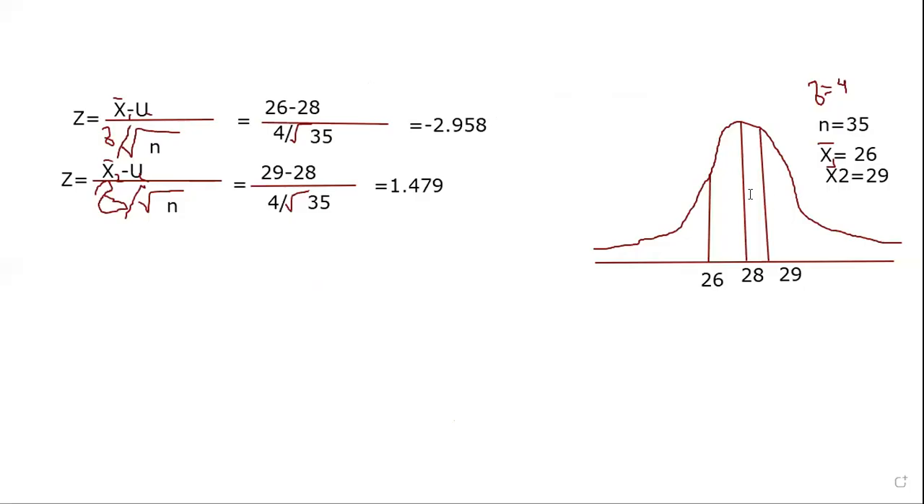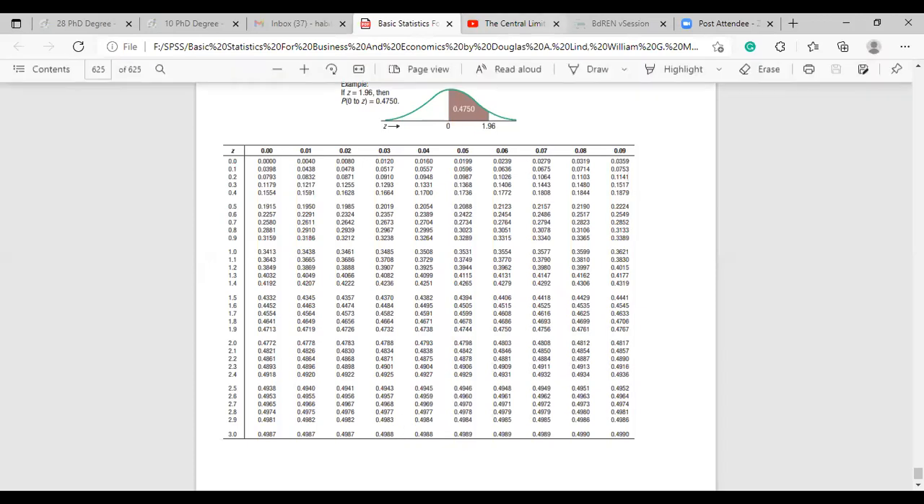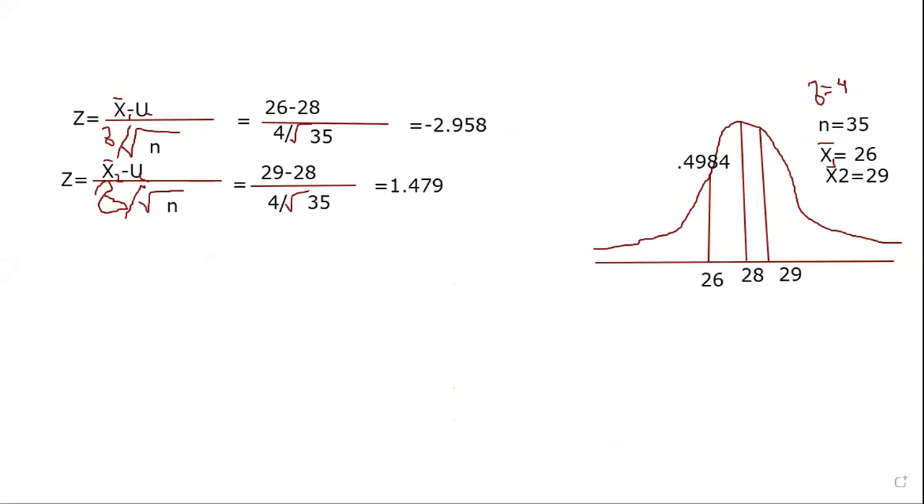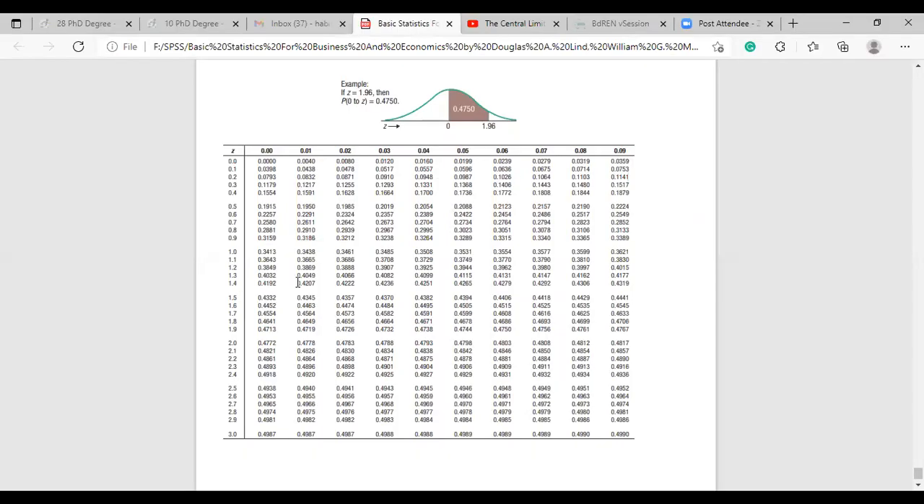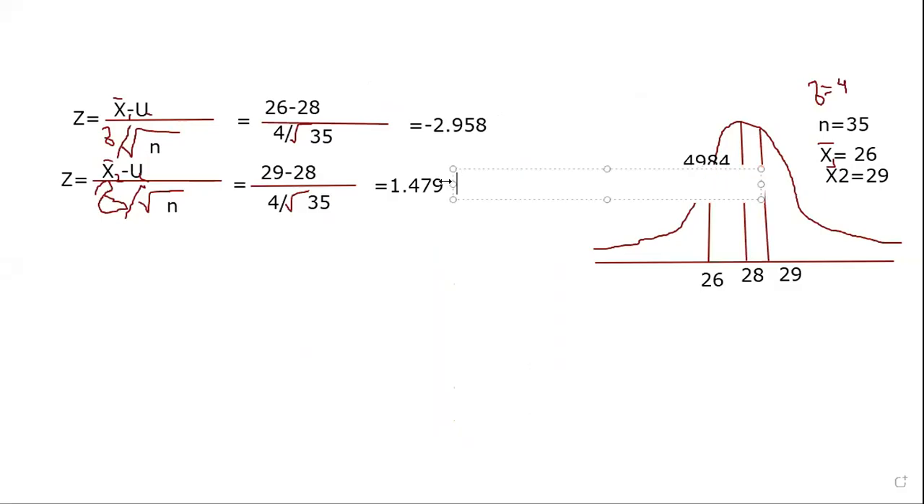You can write here the value 0.4984, and the other value here will be 1.479, which represents 0.4292. 0.4292 is our second z-score value. So these are the two values here.